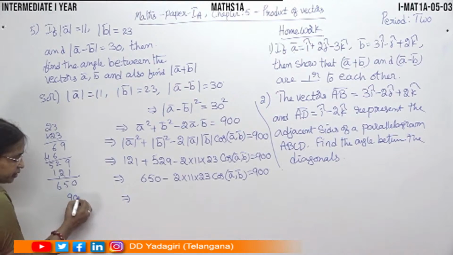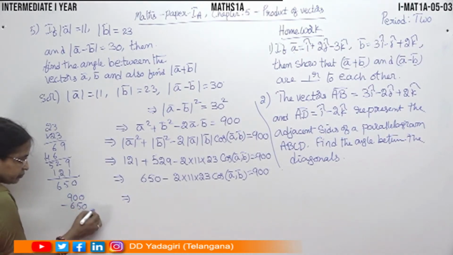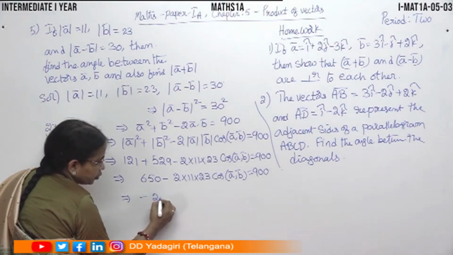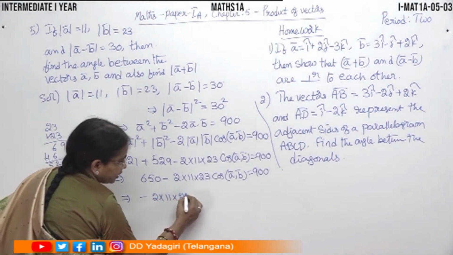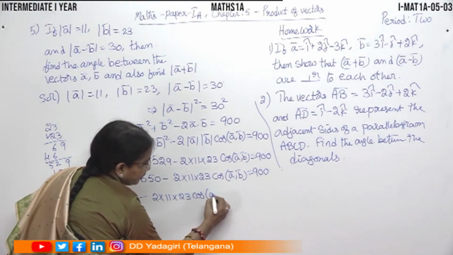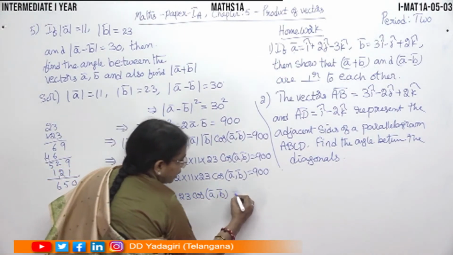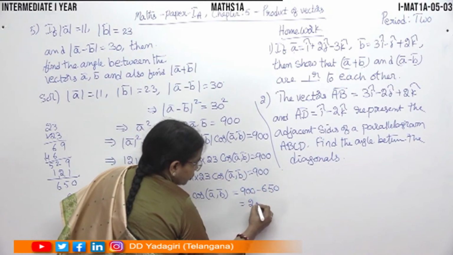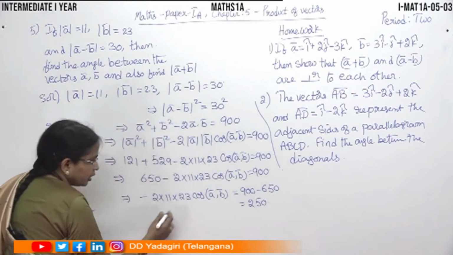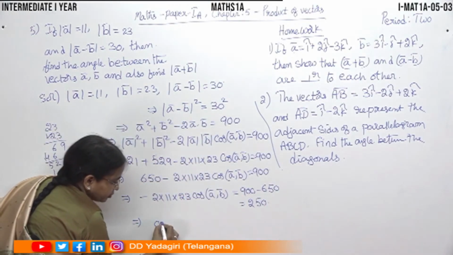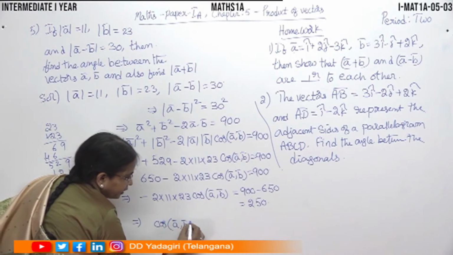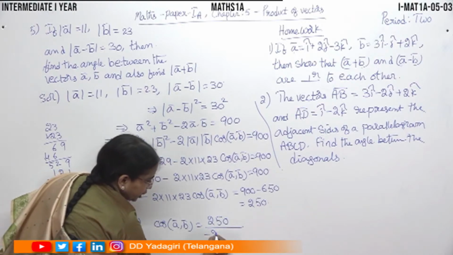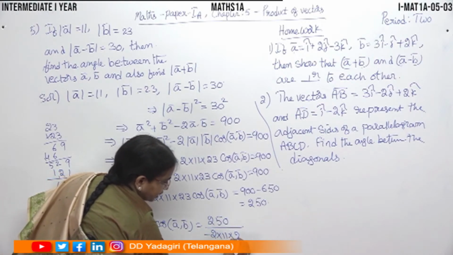900 minus 650 is 250. So you will get minus 2 into 11 into 23 into cos of angle between A and B is equal to 900 minus 650, that is 250. So now find the angle between A and B. So cos of angle between A and B is equal to 250 divided by minus 2 into 11 into 23.